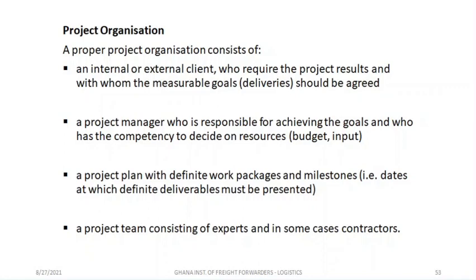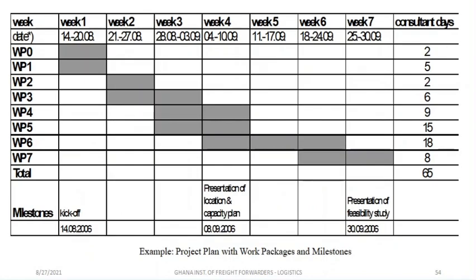A proper project organization consists of an internal or external client who requires the project results and with whom the measurable goals should be agreed. So the person wants something done from you. You agree with what you want. Then there's a project manager responsible for achieving the goals and who has the competence to decide on resources, the budget to be used, and a project plan with definite work packages and milestones, and a project team consisting of experts who will do the work. And in some cases, you use contractors. So this is a table of a work example of a project plan with a work package and milestone.